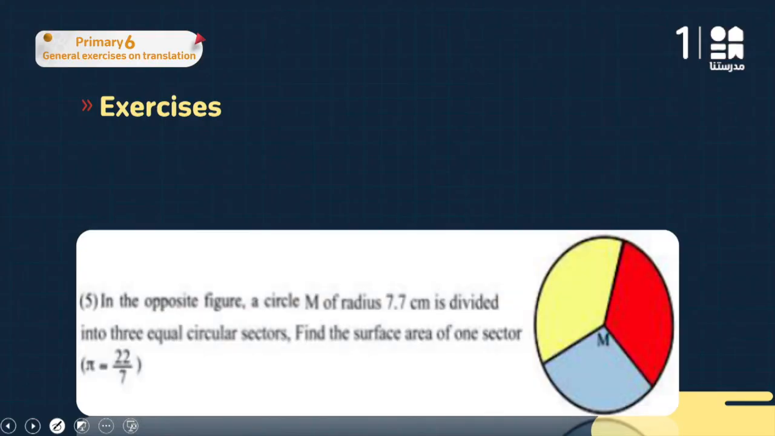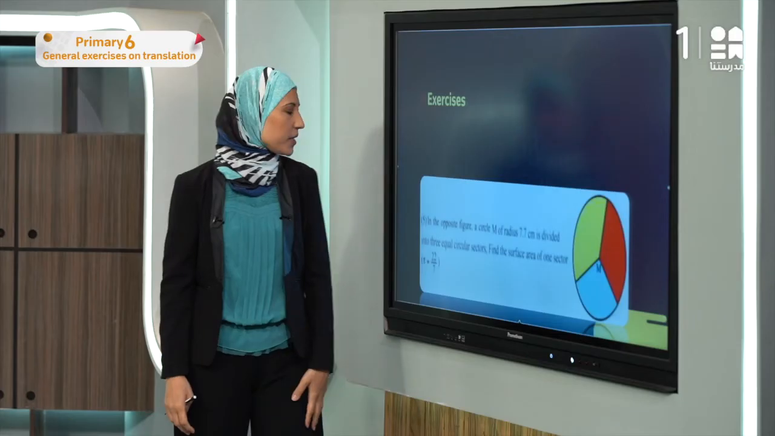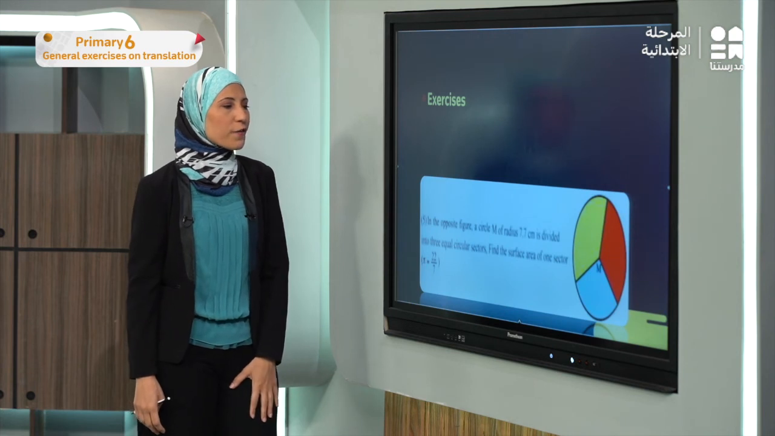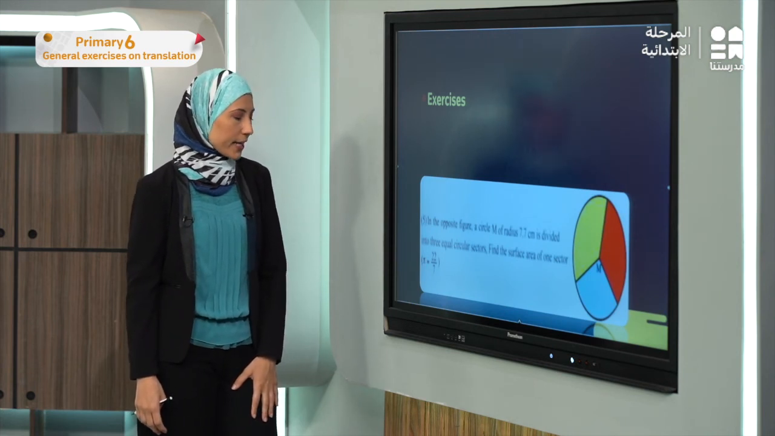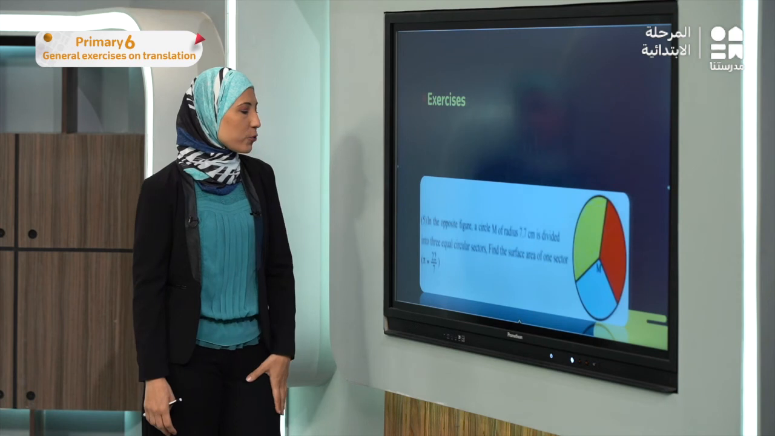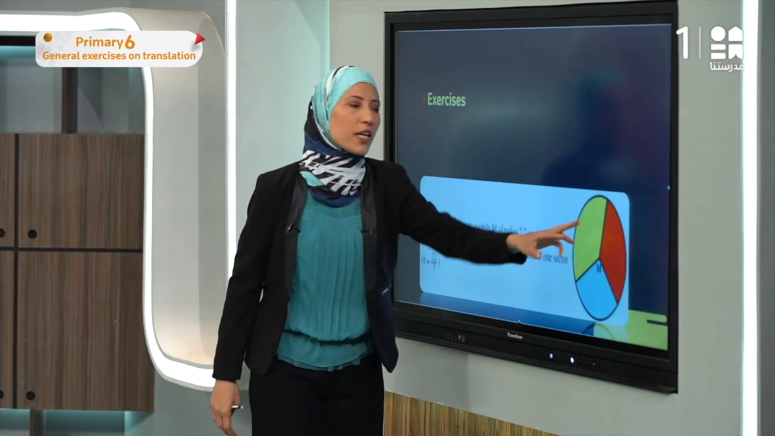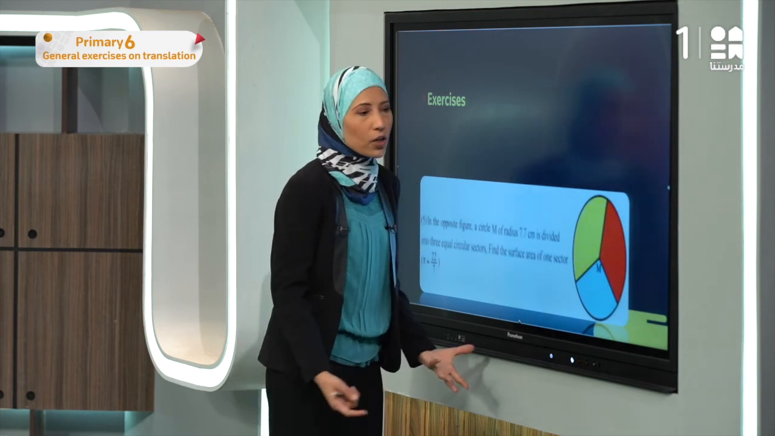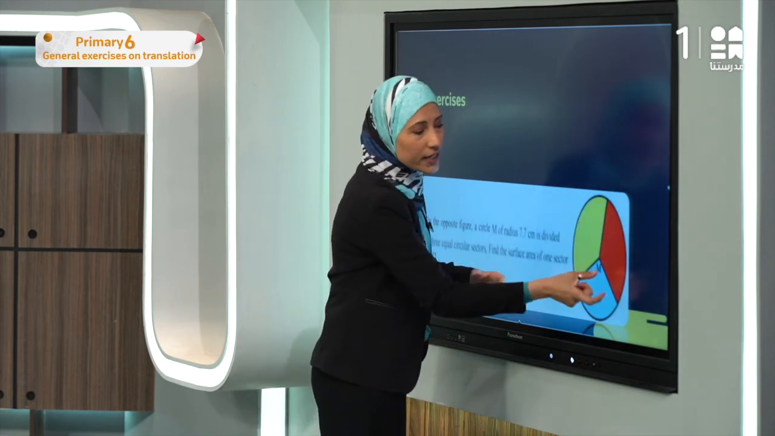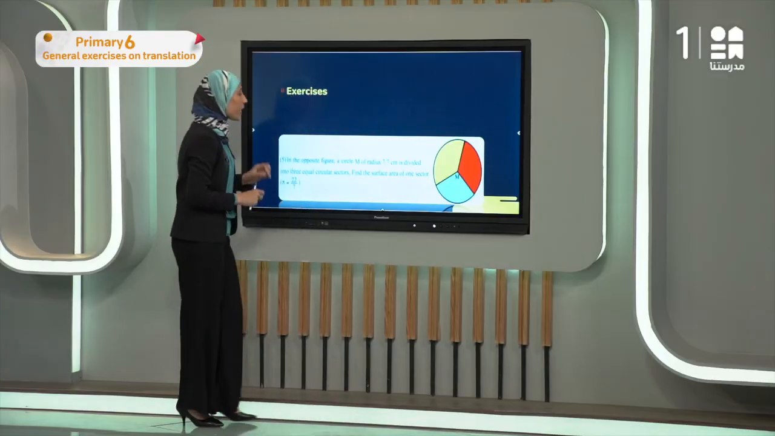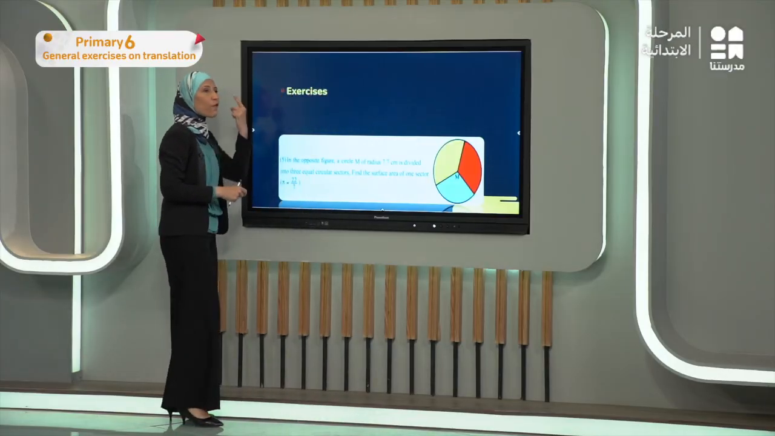The next exercise here, I have a circle. In the opposite figure, a circle M of radius 7.7 centimeter is divided into 3 equal circular sectors. Find the surface area of one sector, and pi will be 22 over 7. Now I have this circle divided in 3 equal sectors. The sector, as we said, is a part between 2 radii. Okay? He wants me to find the area of one sector.